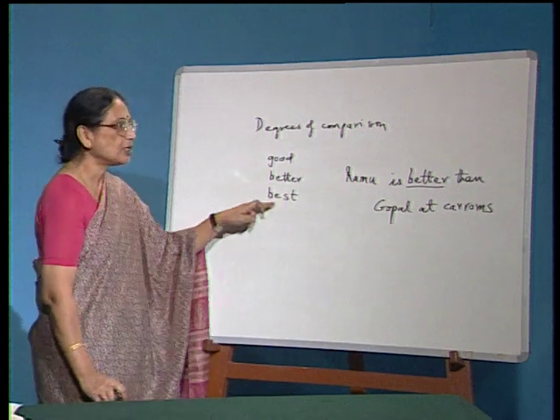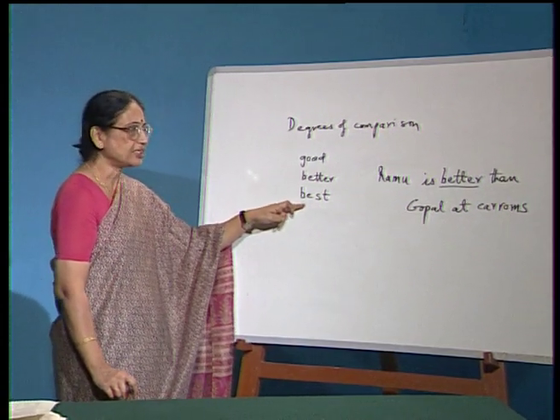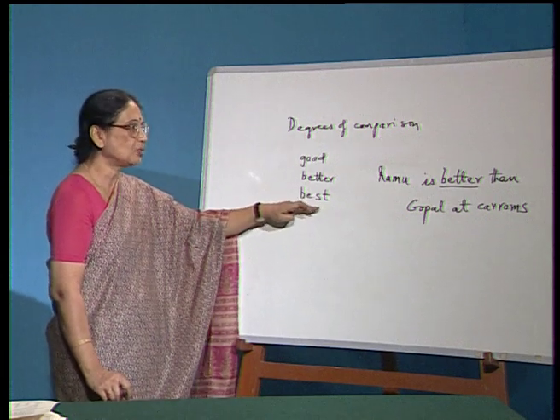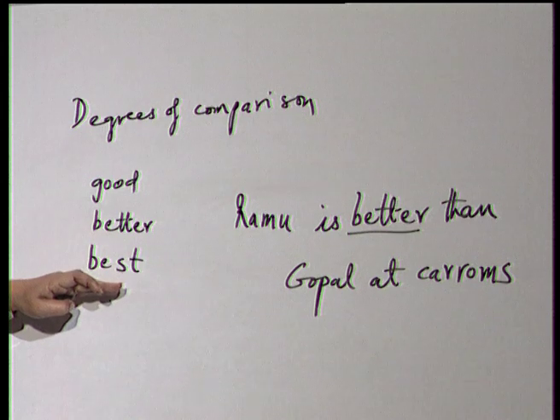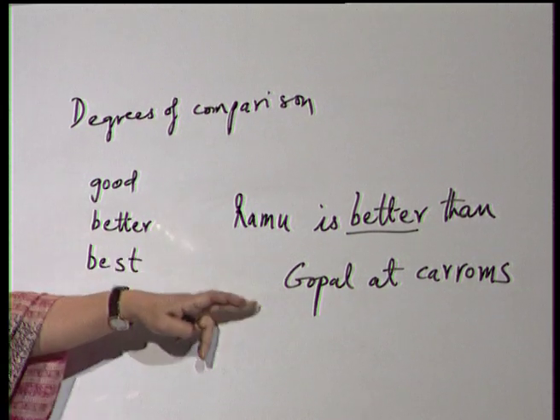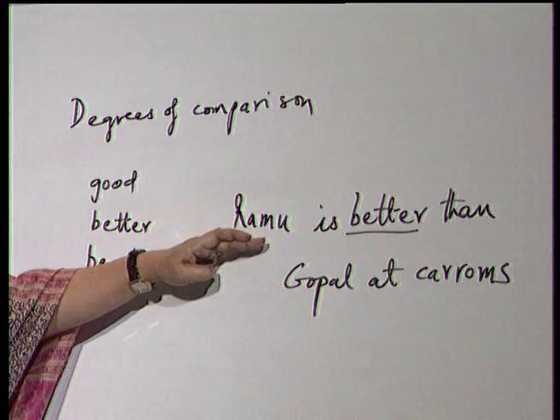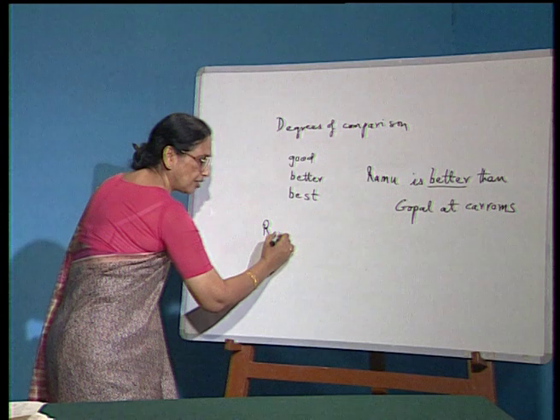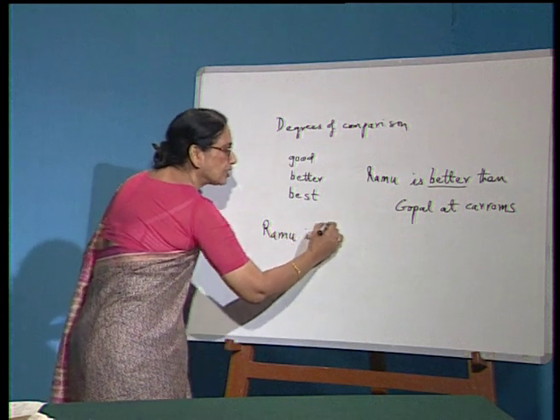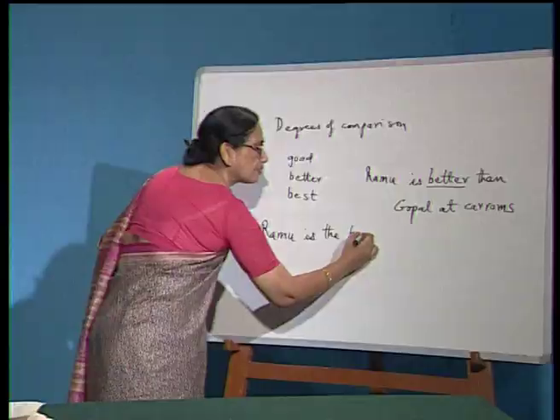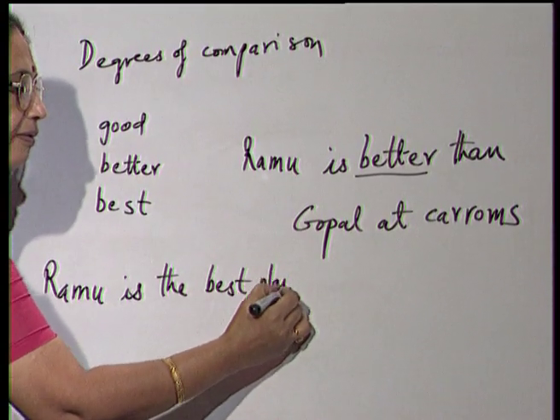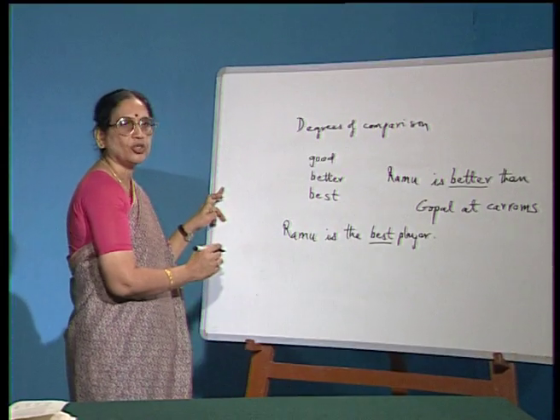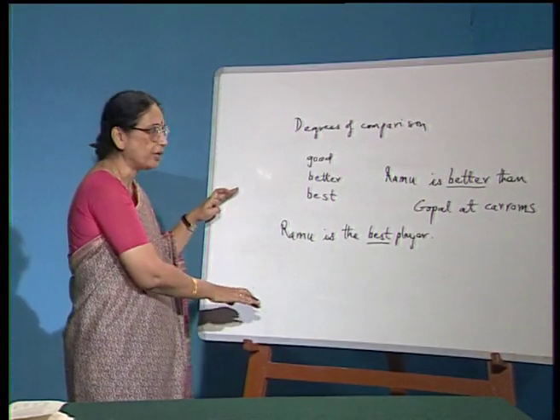When we move to the word best, it indicates that we have come to the third degree of comparison where there is no comparison really being made between two people, it is actually between one person and all the others. So, we should say something like this, Ramu is the best player, which indicates that he is right at the top and the others are well below him.